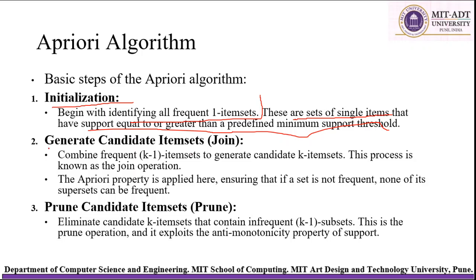The second step is generate candidate item sets. So here the two main processes to be done are join and prune. The joining and pruning.